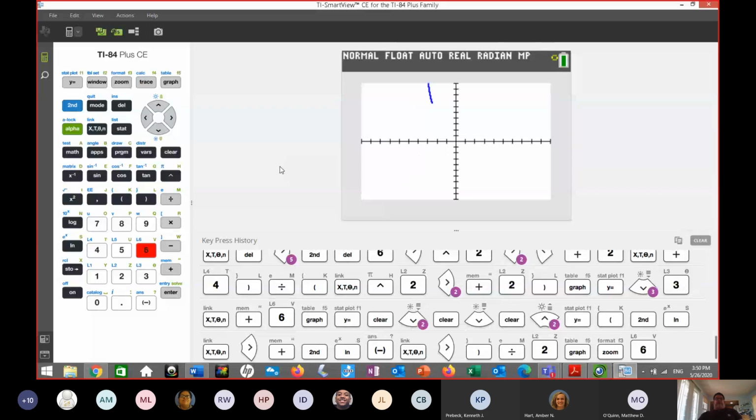Is the function continuous? Yes. It's continuous. It's got arrowheads on the end of it because there's no open circles or closed circles. It's continuous. Negative infinity is positive infinity. I mean, positive infinity is infinity. Negative infinity is infinity. And it crosses the y-axis at 1.